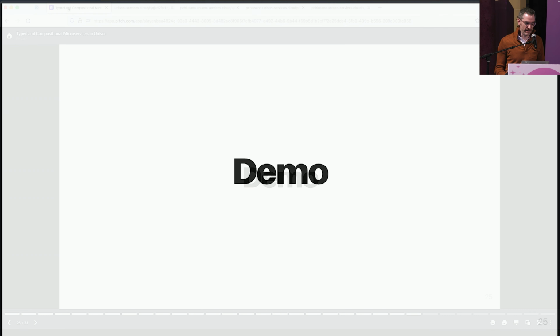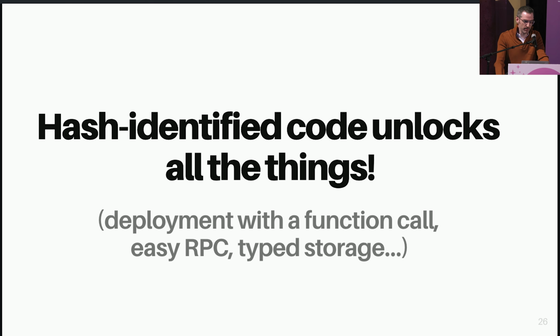Let's jump back to the slides. Okay, so in conclusion, hash identifying code, it really does unlock all the things. It's sort of like a superpower. We've been building Unison over a number of years, and it feels almost like we're building on alien technology. This idea just makes so many other things a lot simpler, and it's been a blast to work on this.